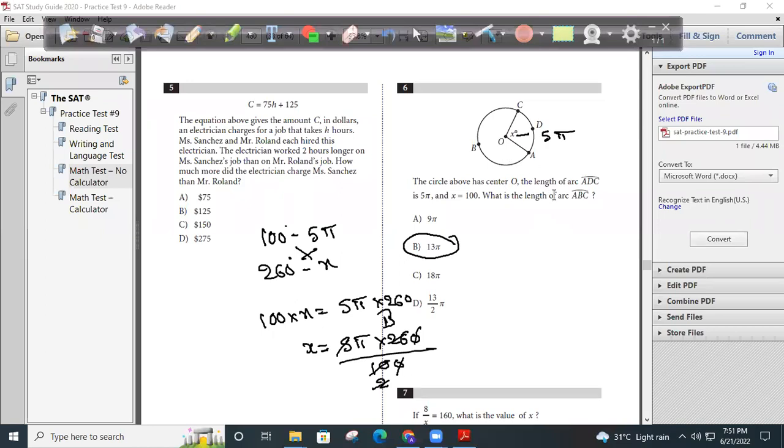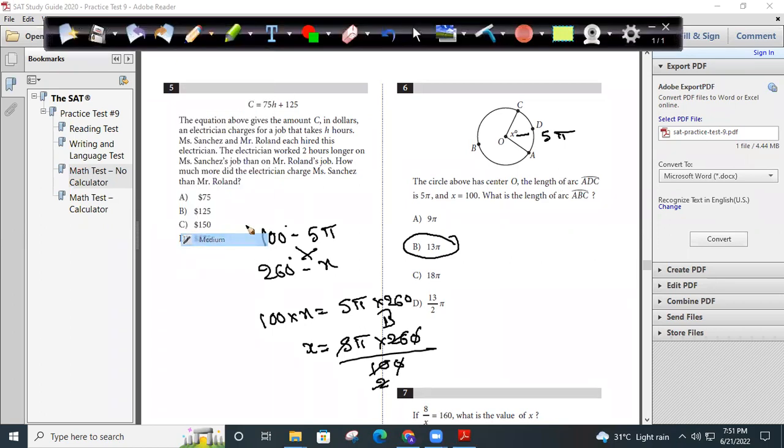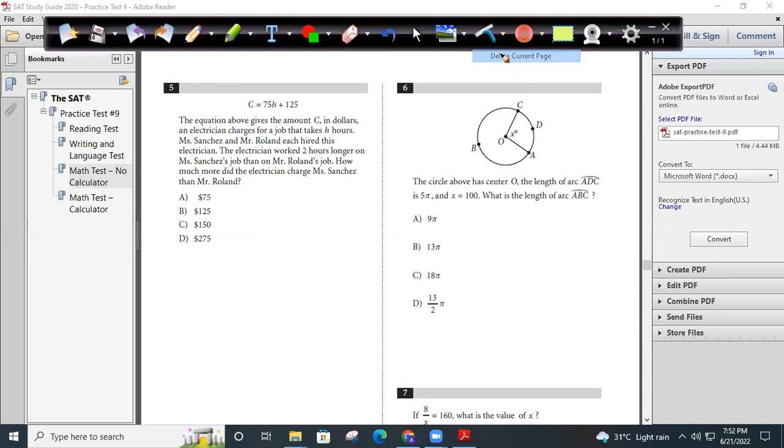Sir? Someone has Mayuka. Very good. Tell me, Mayuka, what is the other method that you have? Sir, the other method that I used was I put the given values in the formula for finding length of arc for ADC and found the radius. Okay.